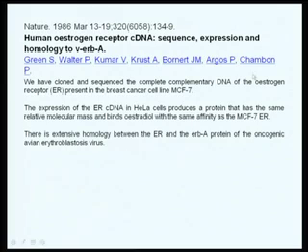And Pierre Chambon's group in France, for example, took the antibodies against the estrogen receptor, as well as made oligonucleotides against amino acids of specific peptides of the estrogen receptor, and they cloned the estrogen receptor cDNA. So, they reported the cloning of the cDNA for the estrogen receptor in the breast cancer cell line MCF7, and the expression of the cDNA in HeLa cells produced a protein that has the same relative molecular mass and binds estradiol with the same affinity as the MCF7 receptor.